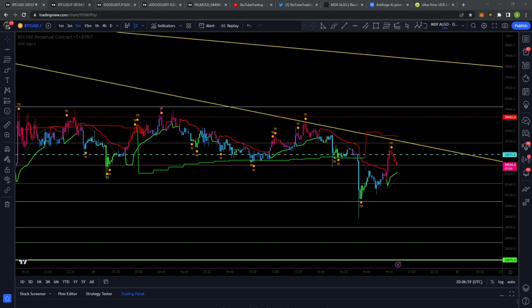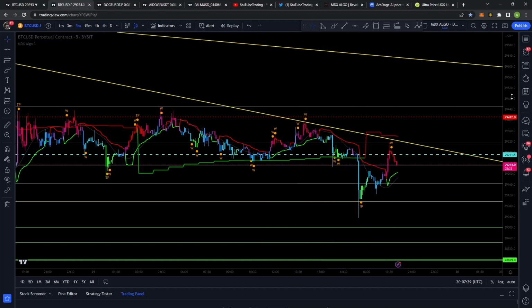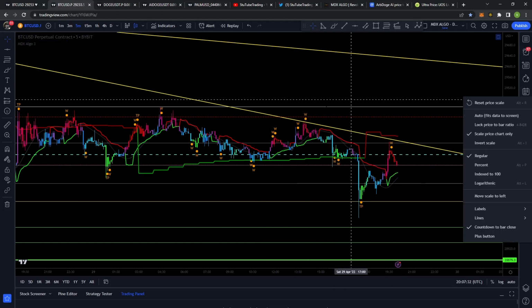I know a lot of you guys here are already quite comfortable with the MDX algo indicator settings and features, but for those of you who are new to the group, just let me know if you have any questions at all. I'll do my best to answer them. One thing I always make sure to point out: if anything looks funny on your charts, make sure that you've right-clicked on any of the signals and gone to visual order, bring to front, as well as right-clicking over on the side here and choosing scale price chart only.